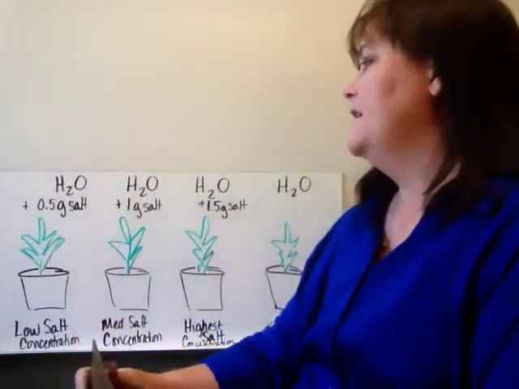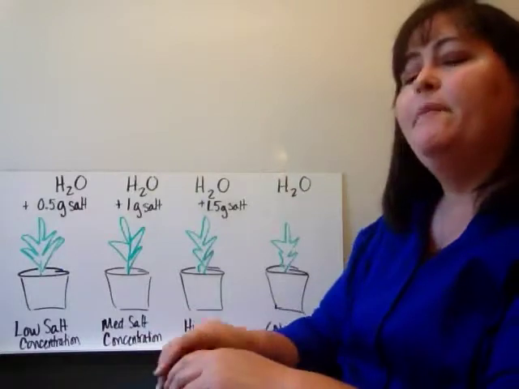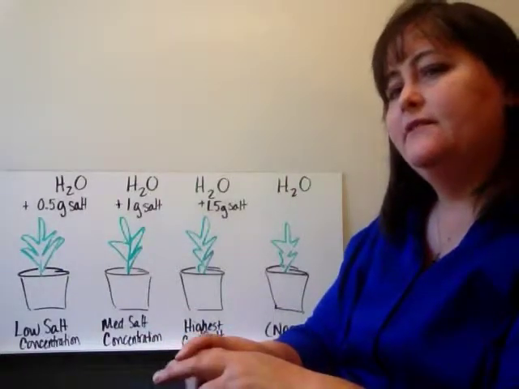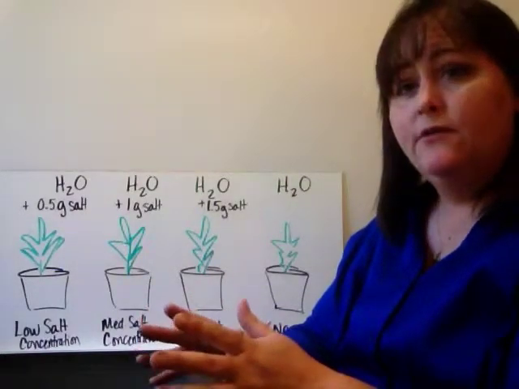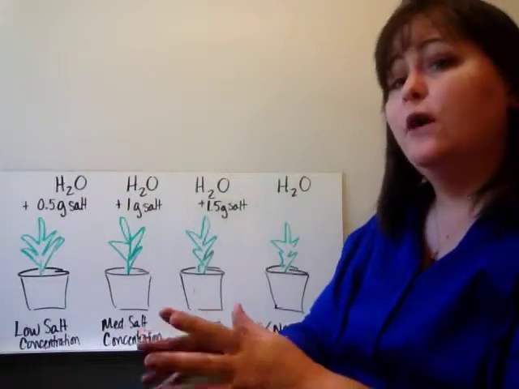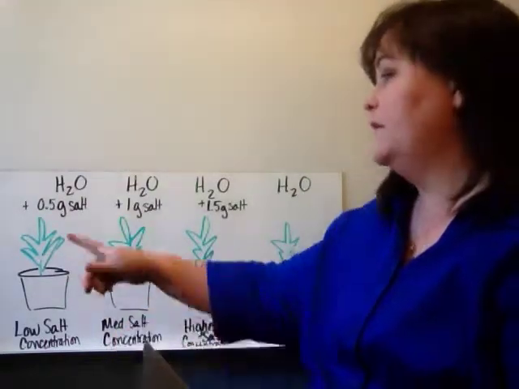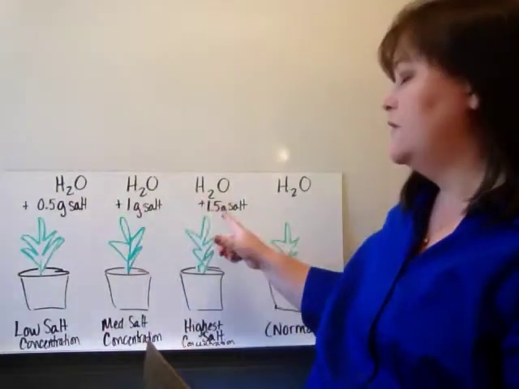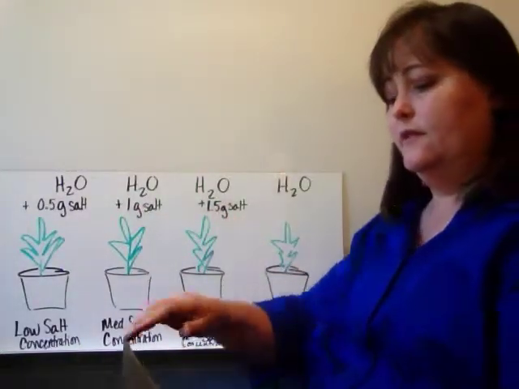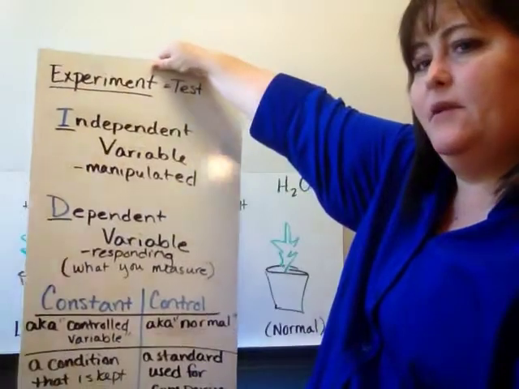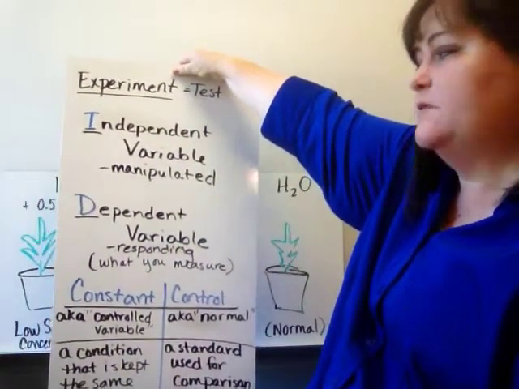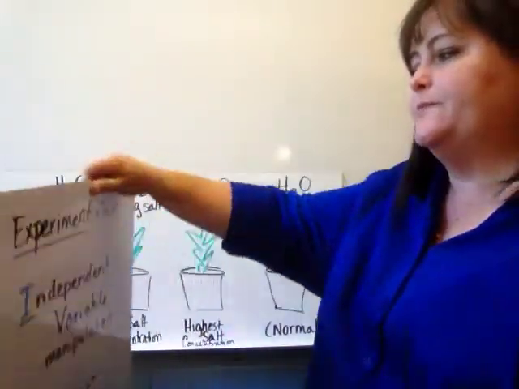All right, now, what is it that I'm measuring about these plants? Wouldn't I want to measure the growth? The growth of the plants over time, depending on whether they have low salt, medium salt, high salt, or no salt, is called the dependent variable, the responding variable, what I measured.